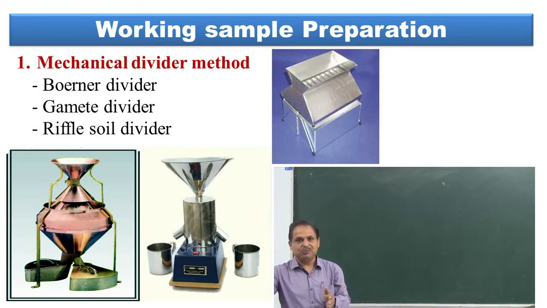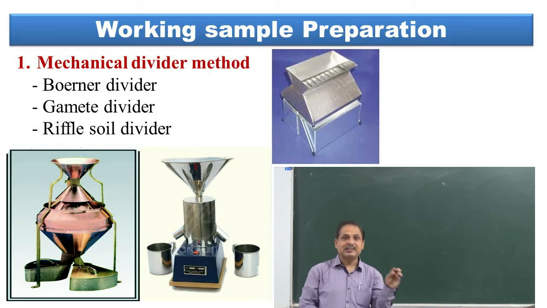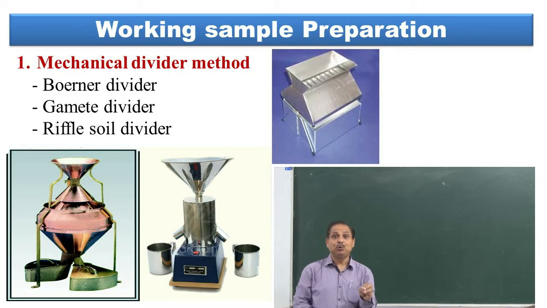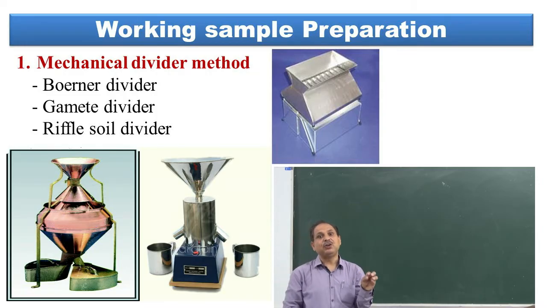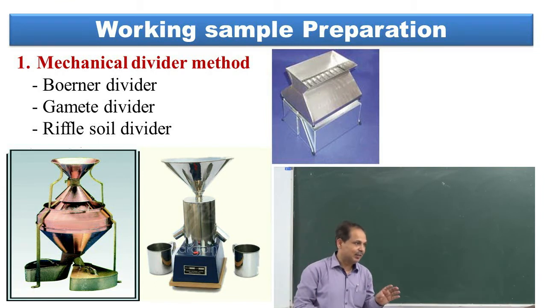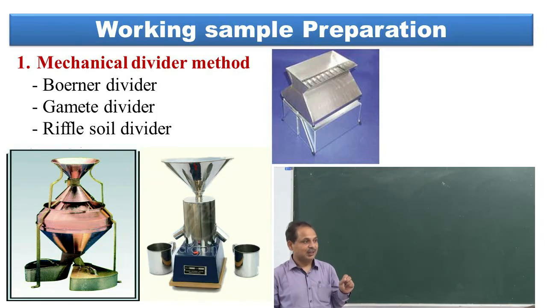So again, one is removed and one is considered. This practice is done up to the desired quantity of submitted samples or working samples being prepared. The second one is the gamete divider.